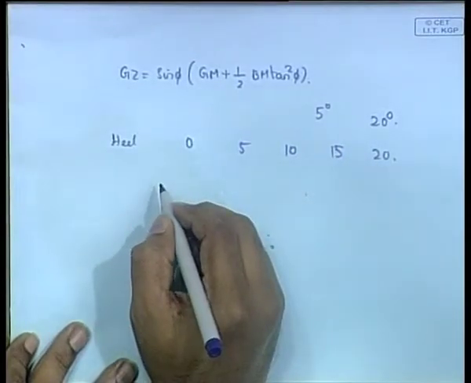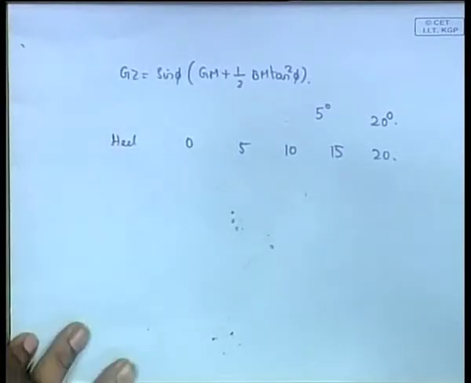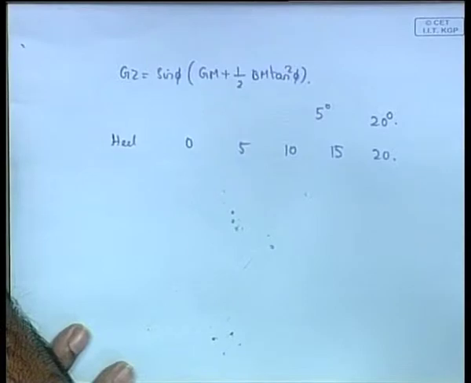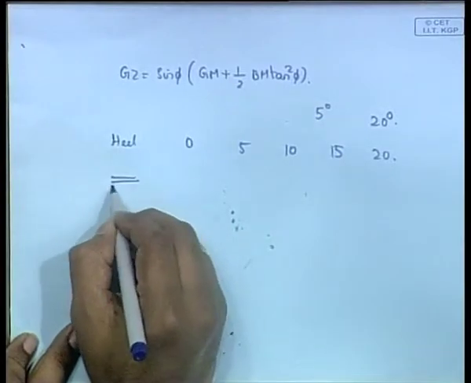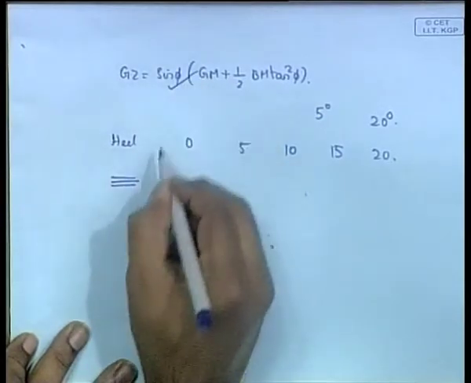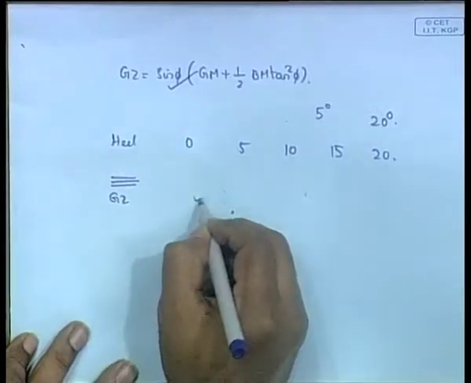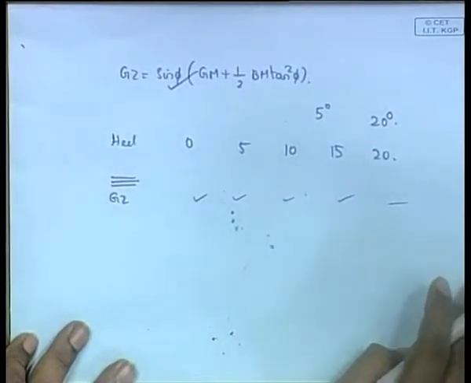Then you just have to do this whole thing: half P m tan square phi plus G m into sin phi, that will give you your GZ. So that means you have to do that calculation of GZ using this formula here, and you will get your GZ. Okay. All those values of GZ you get.